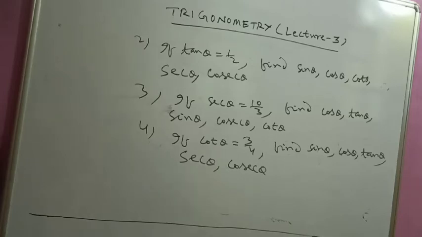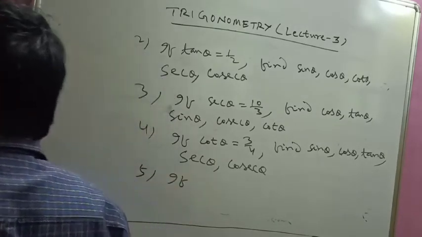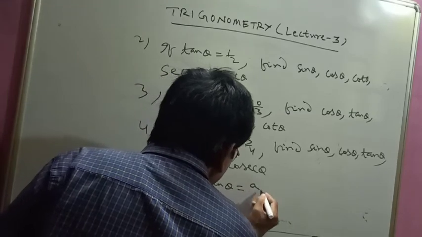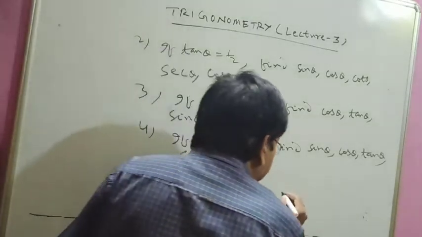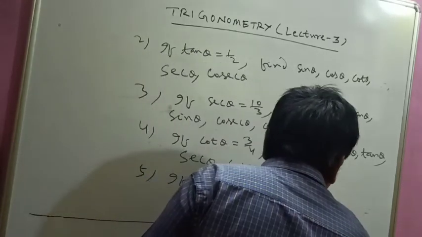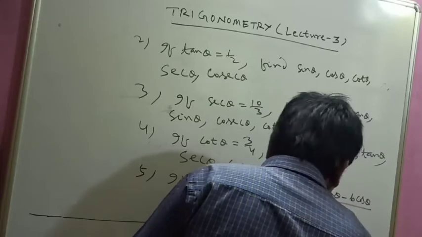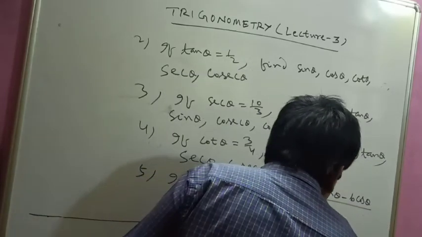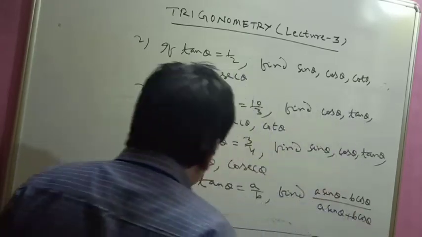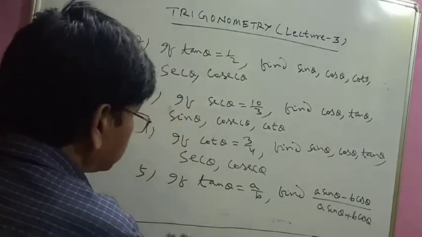So let us go to question number 5. If tan theta is equal to a by b, find a sin theta minus b cos theta divided by a sin theta plus b cos theta. So number 5 is over. Let us switch over to number 6.